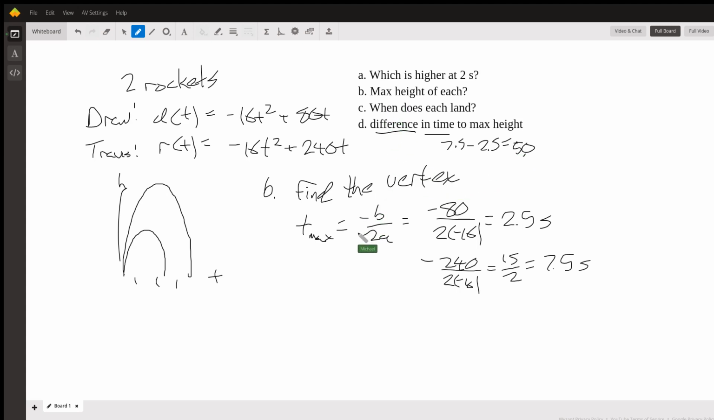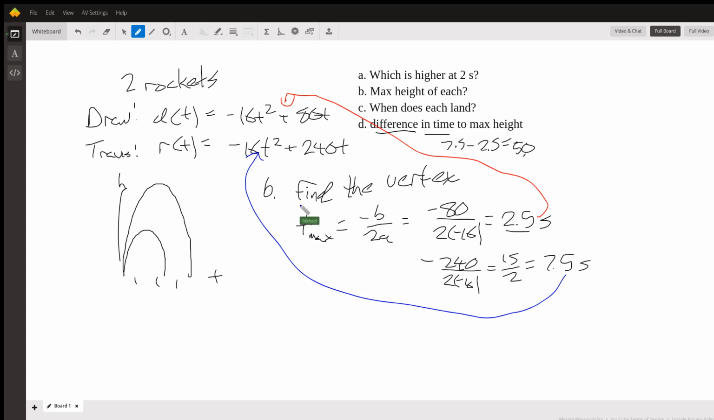But to get that maximum height, all we've got to do now is take this 2.5 and plug it into this equation. And to get the maximum height of the other, we will take the 7.5 and plug it into that equation. If we do the math to simplify the pair of them, we find that the maximum height of one of them is 100, that's the one I did in red. And for the other one, when you plug in the numbers and work it out, the maximum height comes out to 900. So this one, Travis's rocket, went way higher.